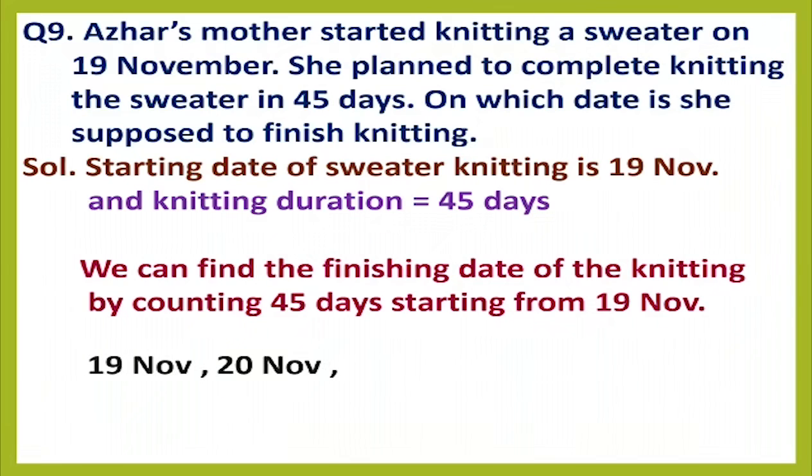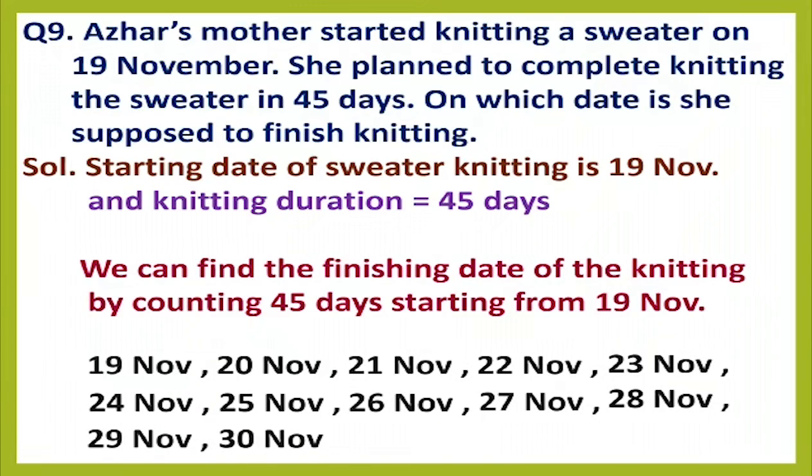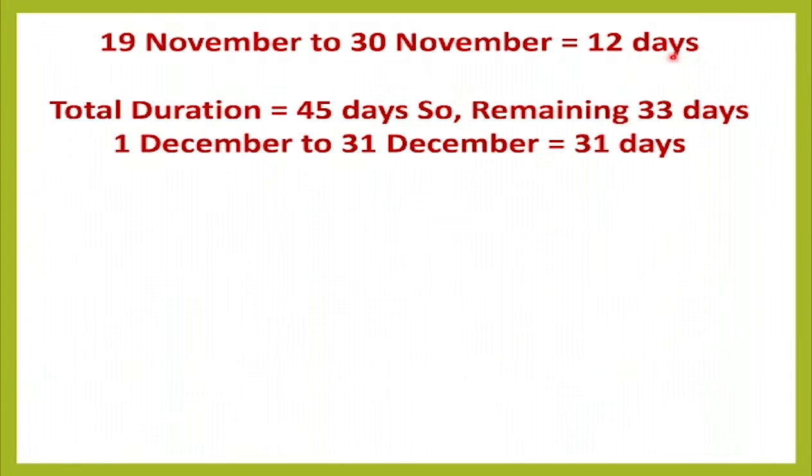So 19 November, 20 November, 21, 22, 23, 24, 25, 26, 27, 28, 29, 30 November. So in November, from 19 November to 30 November, we have 12 days. The total duration is 45 days, so the remaining days are 33. 12 days we have already counted, so 33 days remain.